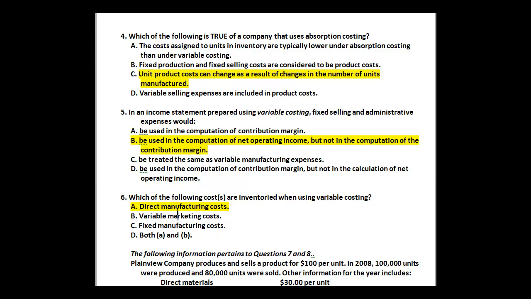Your direct manufacturing costs, that would be direct materials and direct labor. Variable marketing costs, a marketing cost is always a period cost, and fixed manufacturing costs, that would be treated as a period cost under the variable costing method.